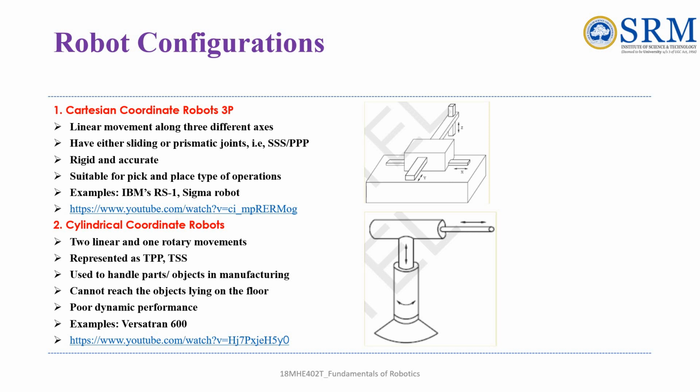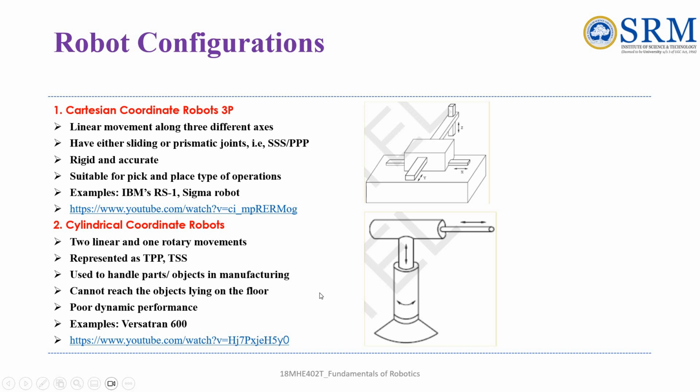So these Cartesian coordinate robots with the 3P, 3 prismatic movements, have arms that can move in straight lines along 3 different directions, just like sliding or prismatic motions. They are sturdy and precise, making them great for tasks like picking up and putting things down. Think of them like super accurate arms that move in straight lines. IBM's RS1 and Sigma robot are the examples for this. You can see here the 3 prismatic joints X, Y, and Z.